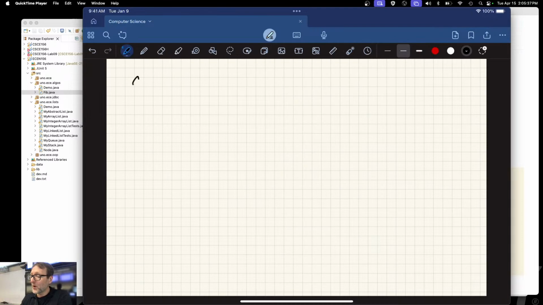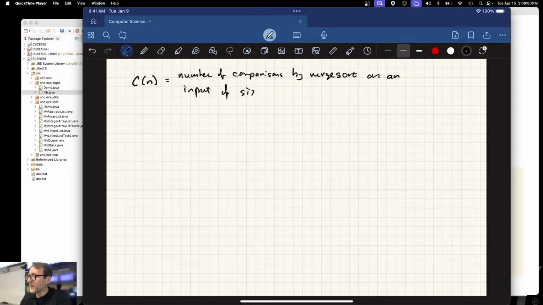We're going to set up a recursion here, C sub n. It's a function, and it's going to be the number of comparisons by merge sort on an input of size n. All I need to do is get a handle on C sub n here. So let's start at the top.